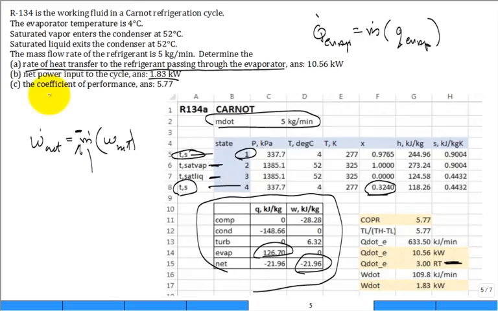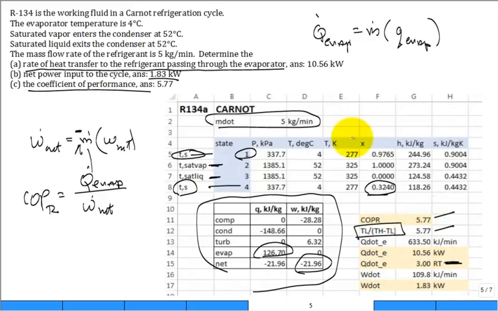And the coefficient of performance. So the COP for the refrigeration cycle, isn't it the answer for part A, Q dot evaporator, what I want, divided by what I have to supply, and you'll get 5.77. And I can check with this very simple equation using the absolute temperatures in Kelvin, and you get the same answer, which is a great confirmation.